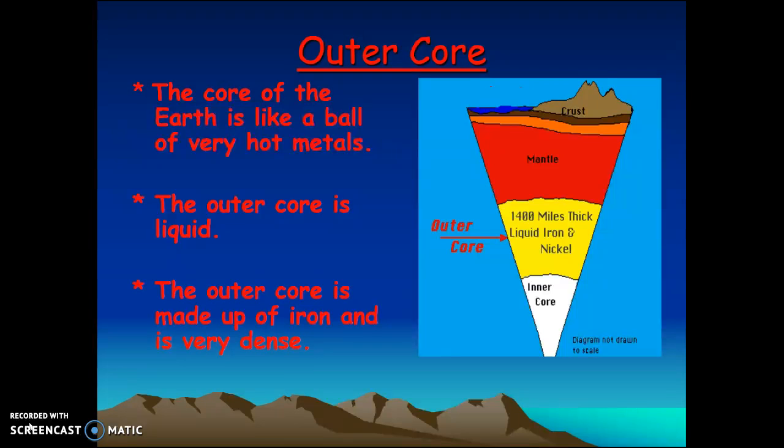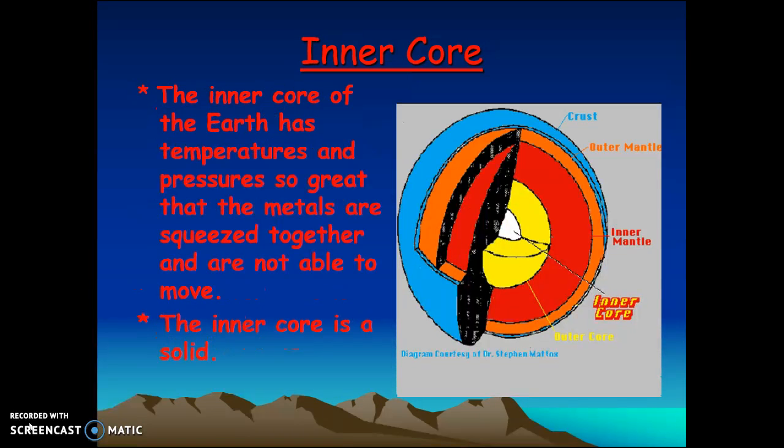So let's next look at the inner core. The inner core of Earth is very, very hot. It has temperature and pressure so great that the metals are squeezed together and are not able to move. The inner core, we believe, is solid. So we'll take a look at those things in more detail later.